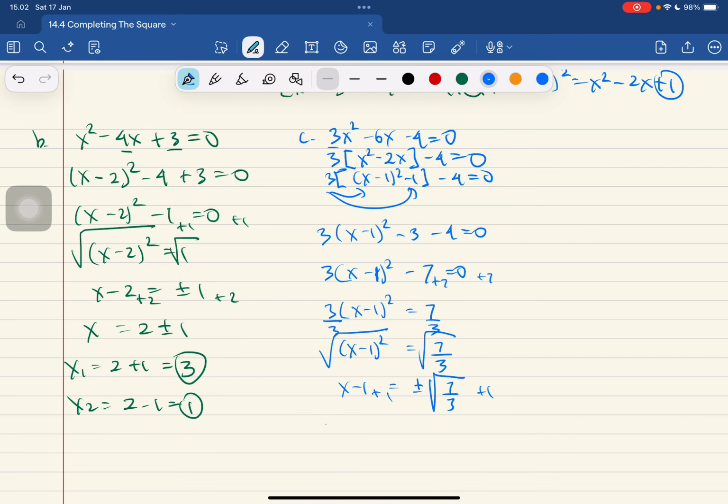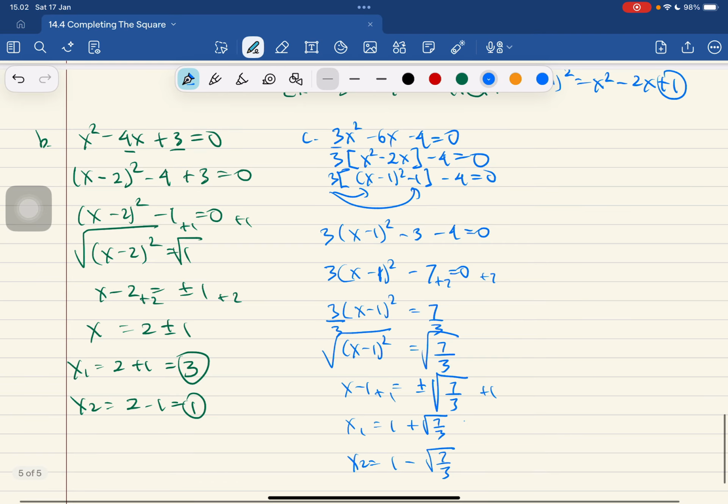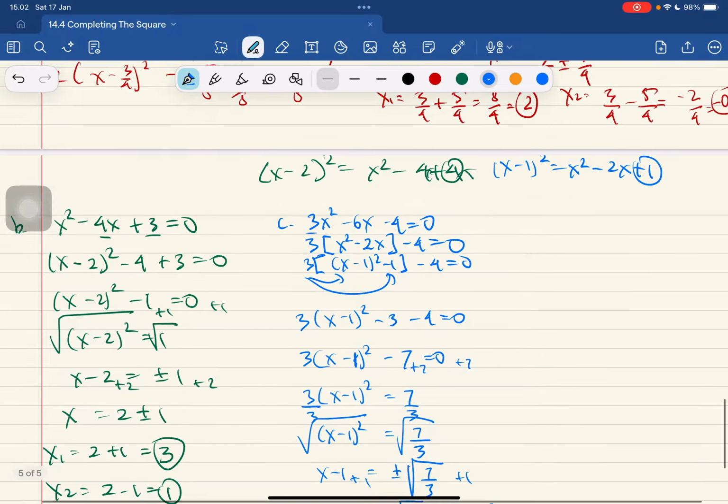So we got x equal to 1. For x1, we use plus sign, plus square root of 7 over 3. Then x2 is going to be 1, you use negative sign, minus square root of 7 over 3. You can use a calculator to give it to 2 decimal places. So x1 we'll get as 2.53, and x2, the other x, is going to be minus 0.53. You may use a calculator. See.